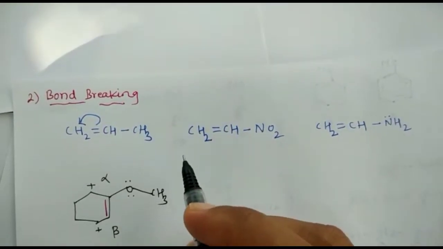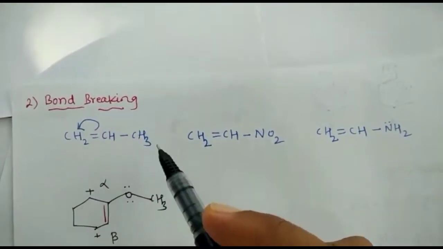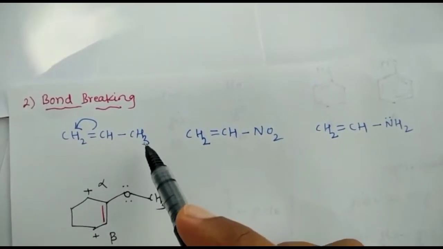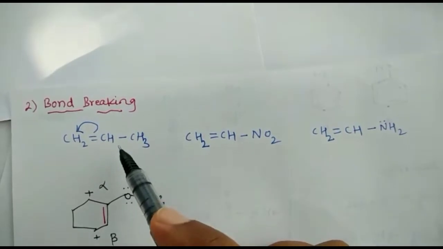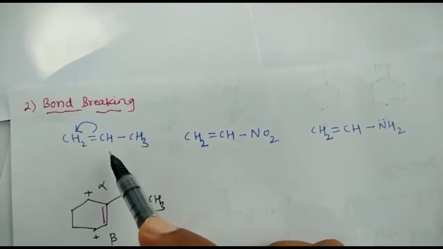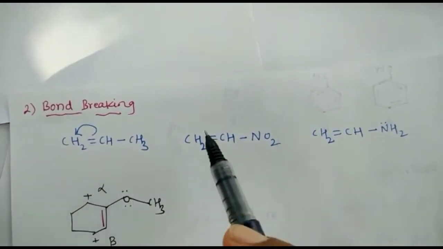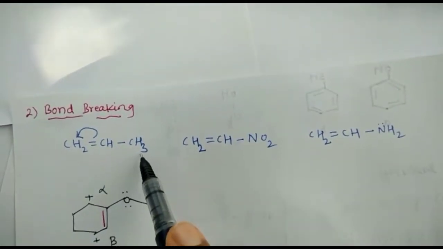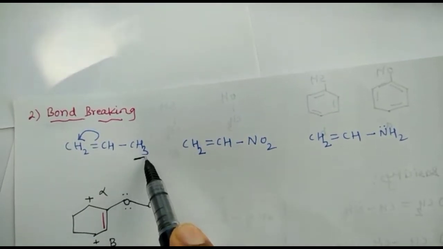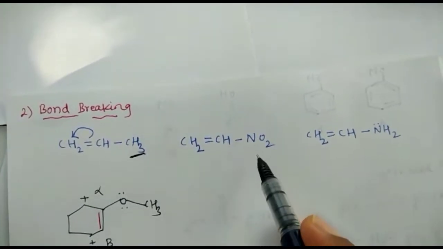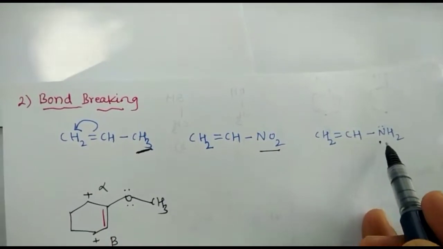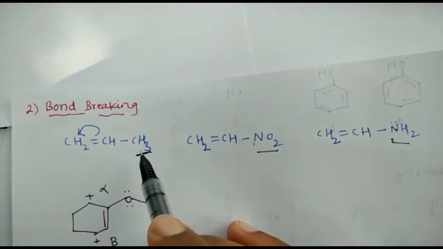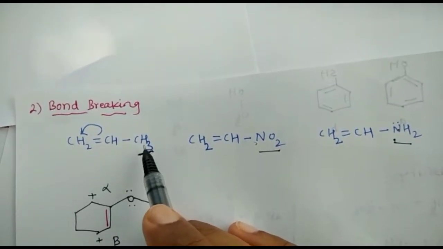Second application of mesomeric effect is bond breaking. Generally we break the pi bond. It depends on what kind of atom or group of atoms is attached to the unsaturated carbon atom. See here, CH2 double bond CH, here also CH2 double bond CH, and here also CH2 double bond CH. But it depends on the group: here it is attached to CH3, here NO2, and here the NH2 group. That is an electron donating group, an electron withdrawing group, and again an electron donating group. But it will produce hyperconjugation and inductive effect.